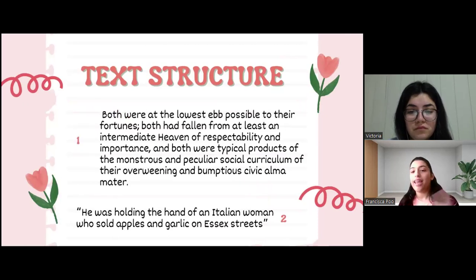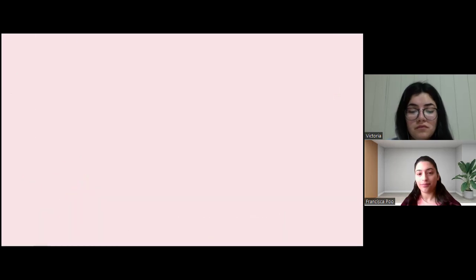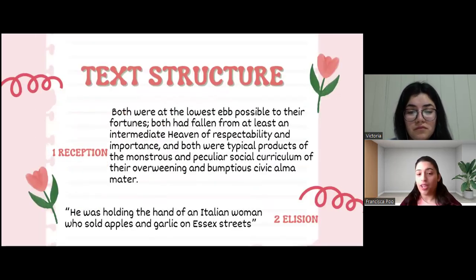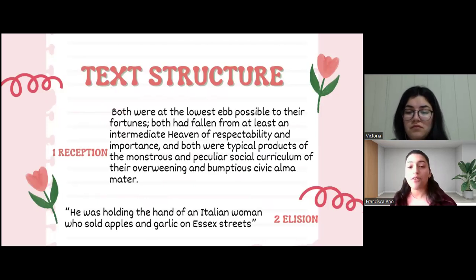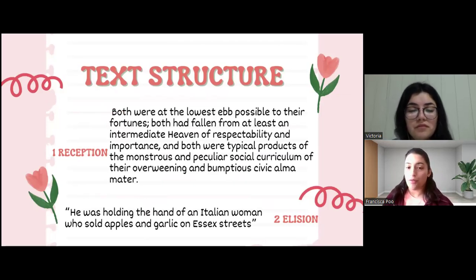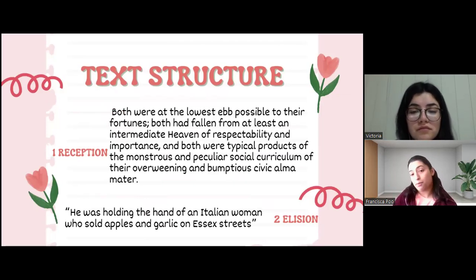Now, let's pause again. Can you recognize the recurrence rules? If you said reference in the first one, you are correct, because they refer several times to both characters, Murray and the captain. In the second one, we have ellipsis, because he was holding the hand of an Italian woman who sold apples and garlic in Essex Street. We don't have to refer to the Italian woman again to know that we are talking about her.